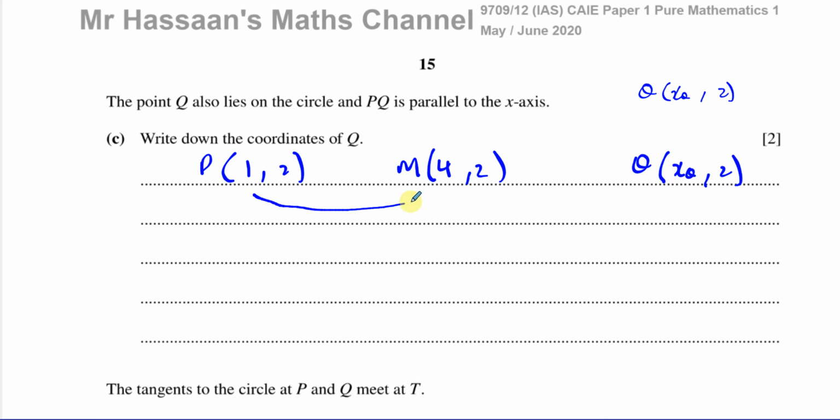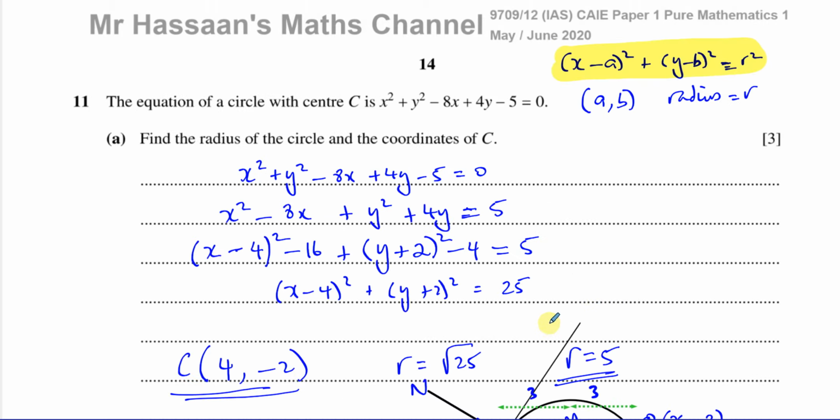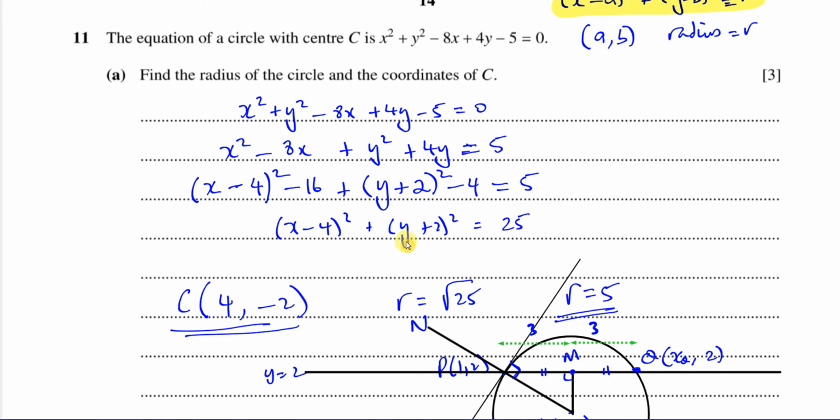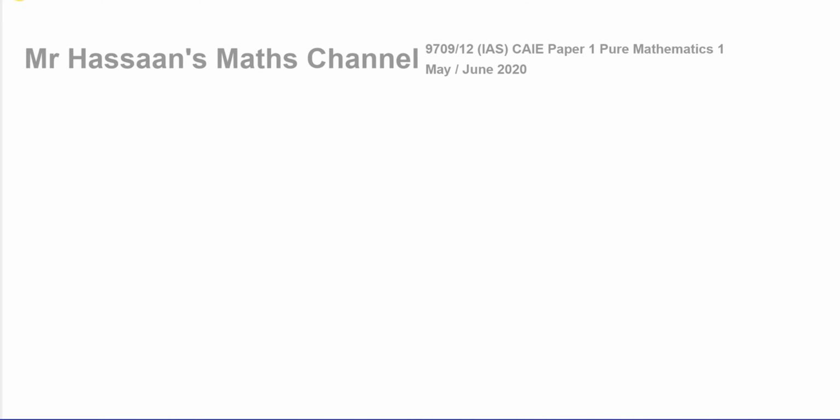So how do I get from 1 to 4? I have to add 3. So how do I get from 4 to x_Q? I have to also add 3. So I know that Q is going to have the coordinates (7, 2). Right, so I don't actually have to do any calculation. I could also find the answer by making a pair of simultaneous equations, or I could substitute y equals 2 into this equation here, and I'll show you how to do it that way as well.